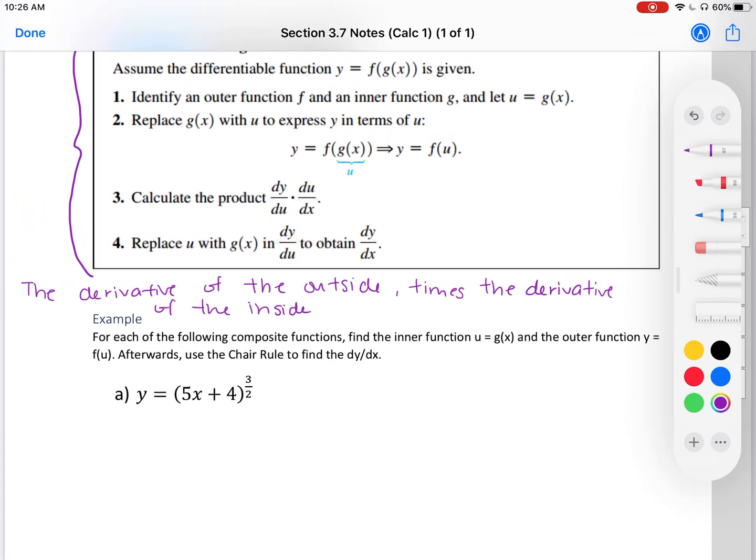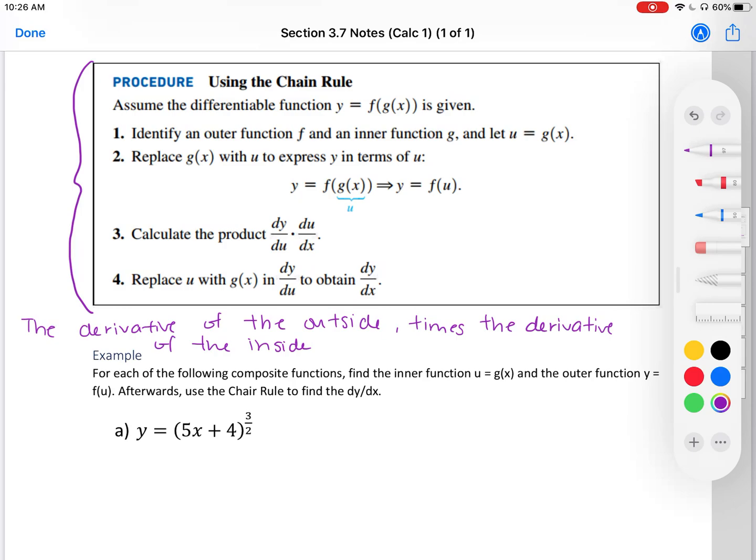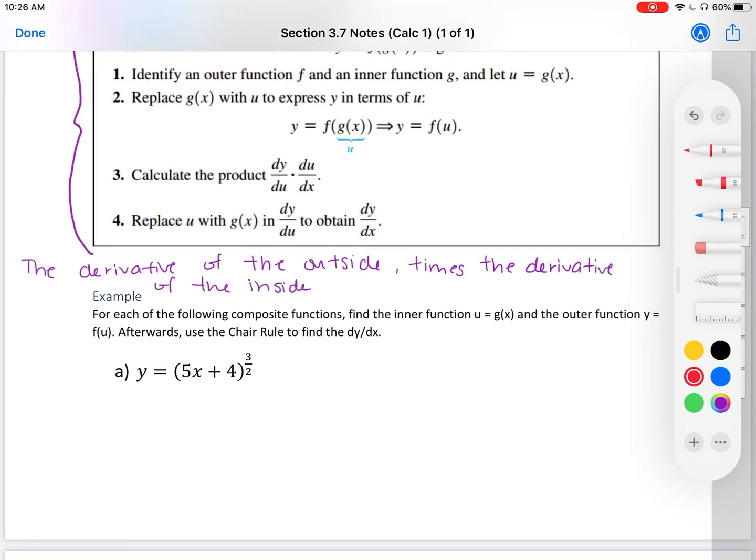Okay, so in this example, I'll try to highlight the procedure given, and then I'll show you how you use that saying, the derivative of the outside times the derivative of the inside. And I feel like that's a more realistic procedure to follow. So the example says, for each of the following composite functions, find the inner function u equals g of x and the outer function y equals f of u. Afterwards, apply the chain rule to find dy/dx. So the idea is that you have composition of functions.